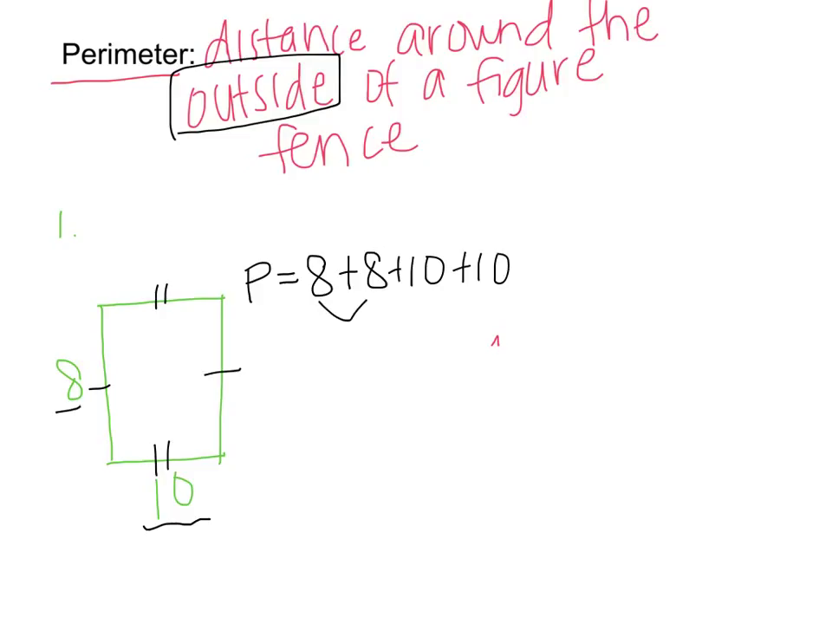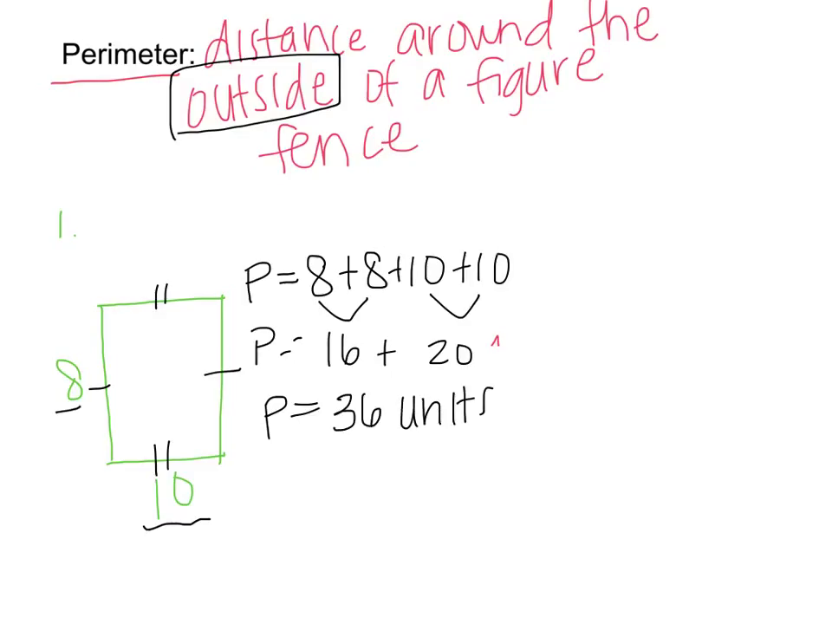So we can simplify this. Well, 8 plus 8 is 16. 10 plus 10 is 20. So the perimeter equals 16 plus 20, which is 36 units. And the key is you cannot forget to put units. So here, since they didn't give you centimeters or meters, you're just going to say units.